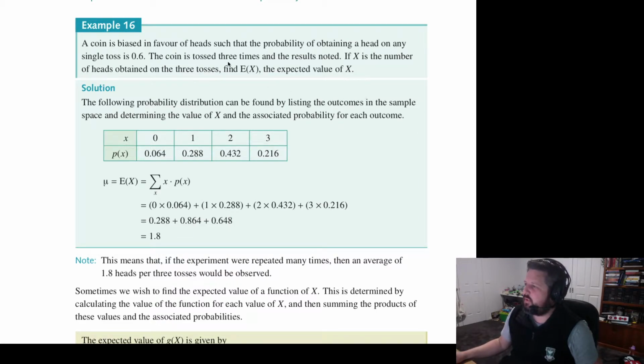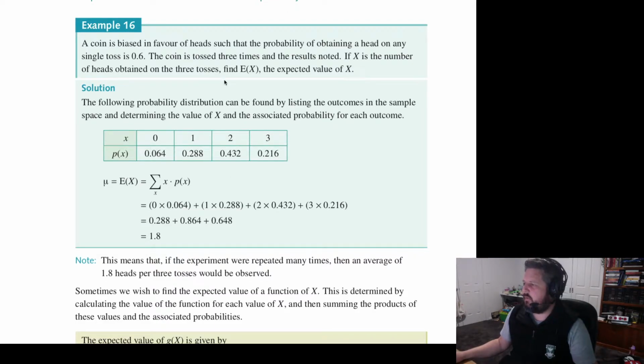It says the coin is tossed 3 times and the results were noted. If x is the number of heads obtained on 3 tosses, find the expected value of x. So, it says here the following probability distribution can be found by listing the outcomes in the sample space and determining the values of x and the associated probability for each outcome. So they've worked this out and listed it in the table here.